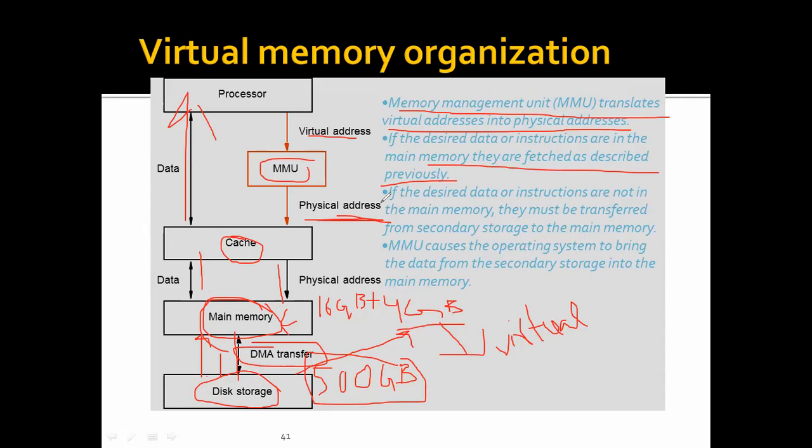If the desired data or instructions are not in the main memory, they must be transferred from secondary storage to the main memory. Do you understand? They must be transferred from the secondary storage to the main memory. The MMU causes the operating system to bring the data from the secondary storage into the main memory. This is the virtual memory organization.